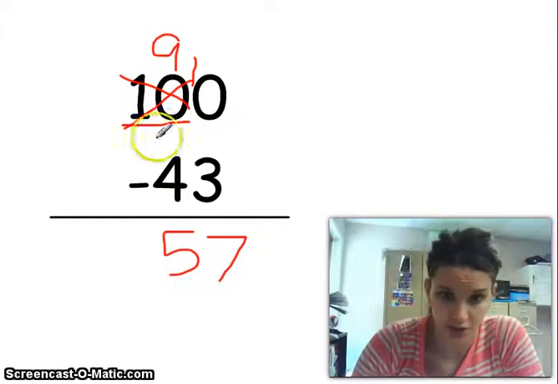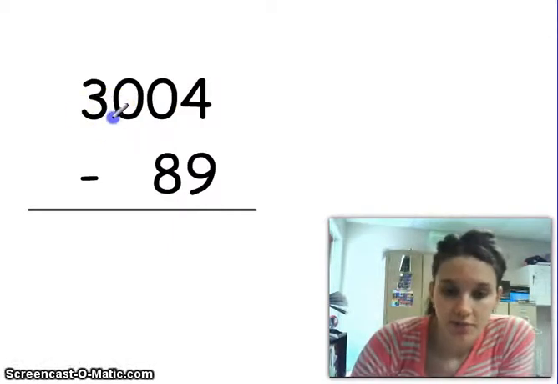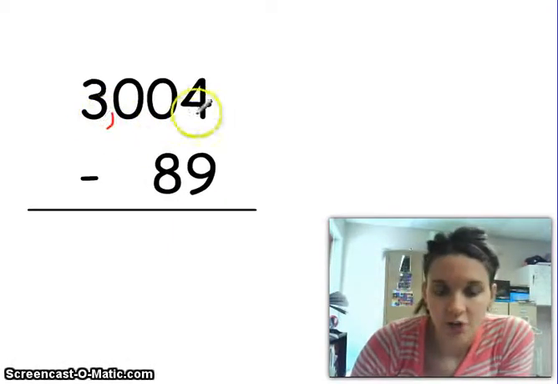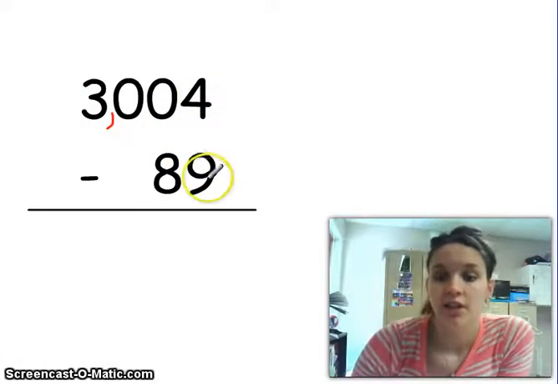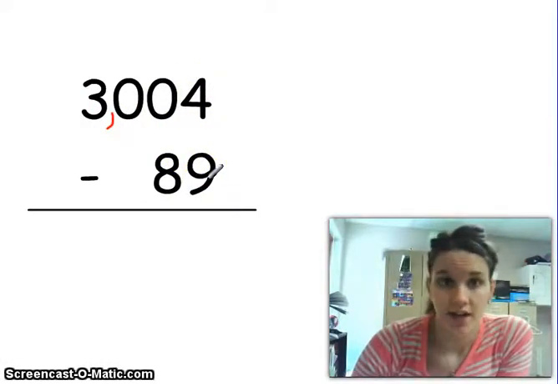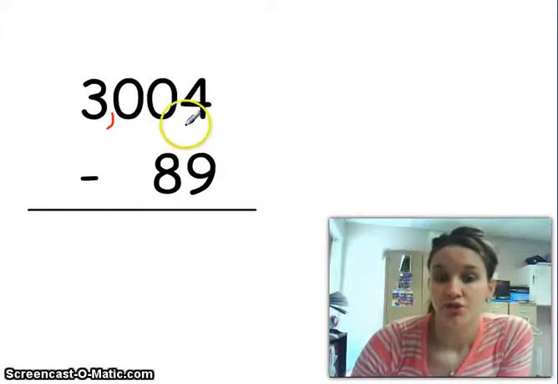Let's take a look at another one of those where we're crossing out more than 1. So 3004, I didn't even put a comma. Sorry. 3004 minus 89. Can I do 4 minus 9? 4 take away 9, I can't do it. I don't have enough. So I'm going to start by drawing my line.